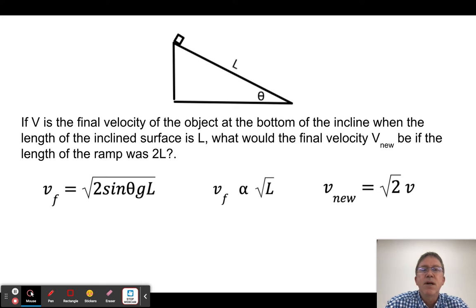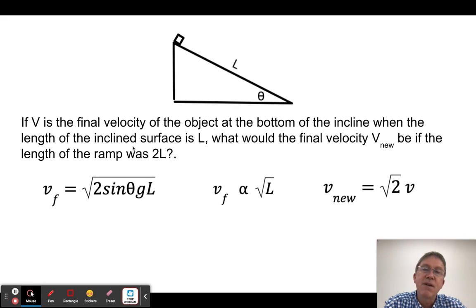Okay, so what if I had this question? What if I was told it gets to the bottom at speed v, and then asked what if the length was twice as long? How fast would it be then?